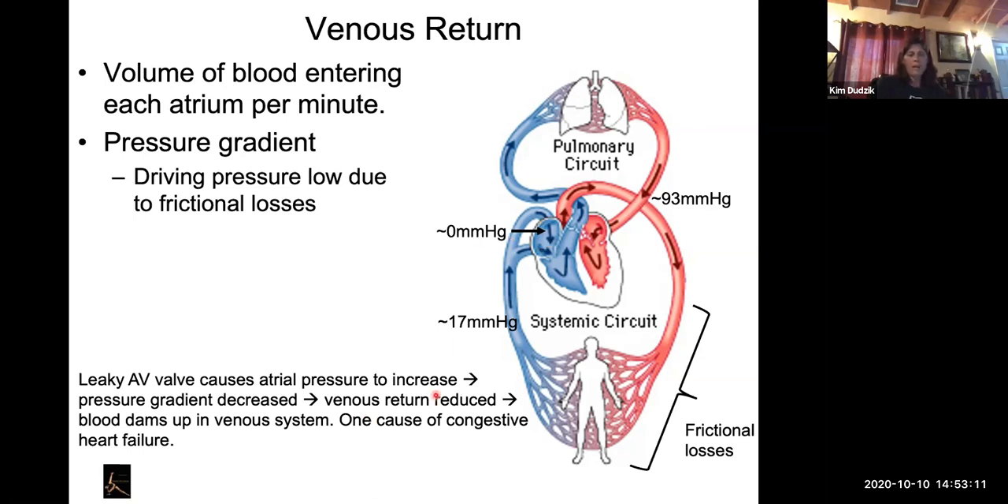So pressure increases, your pressure gradient decreases. So between 93 and 0, that was 93. If this went to 10, now it's 83. So that's going to reduce your venous blood flow. Okay, and blood then gets dammed up in the venous system. And this is something that can cause congestive heart failure.